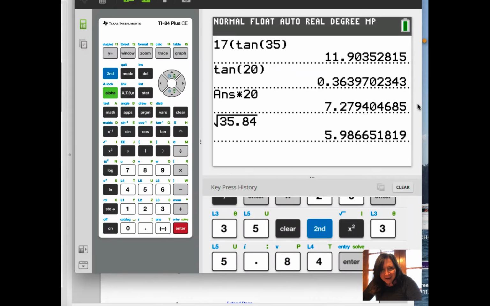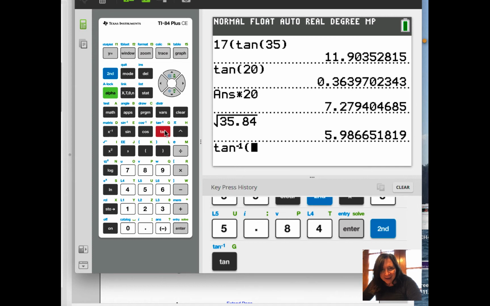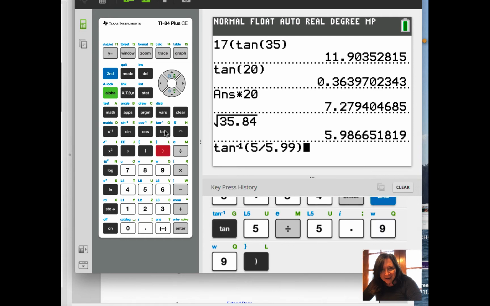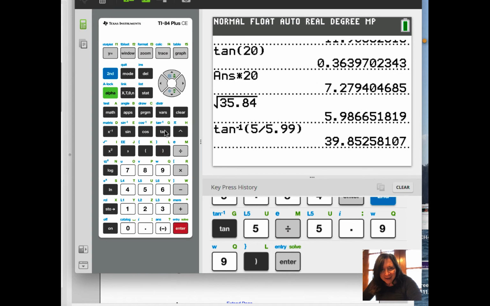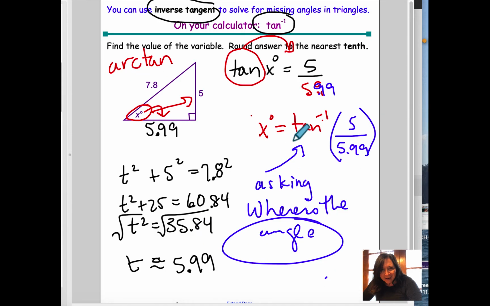So go back to your calculator, and I want you to find the arctangent button, which is right above the tangent. So you're going to go second tangent, and now I'm going to type in the value of 5 divided by, I believe it's 5.99. Close your parentheses, and also make sure you're in degrees, and then hit enter. And what this is telling me is that my angle is approximately, because I'm going to round to the nearest hundredth, 39.85 degrees.